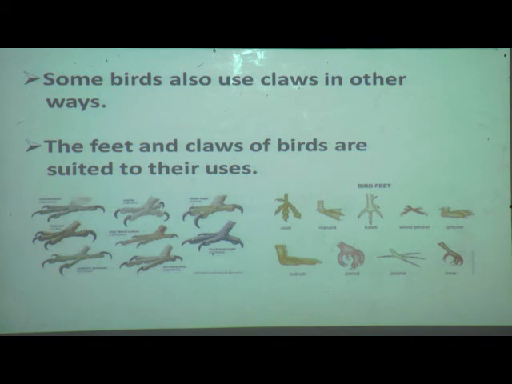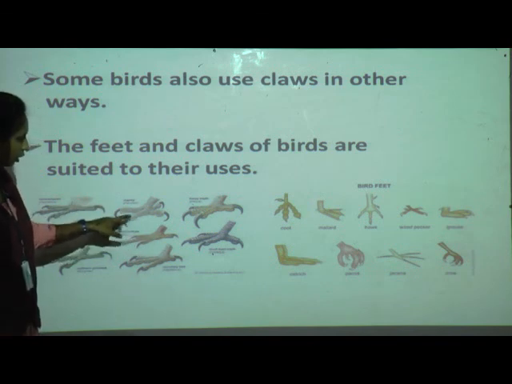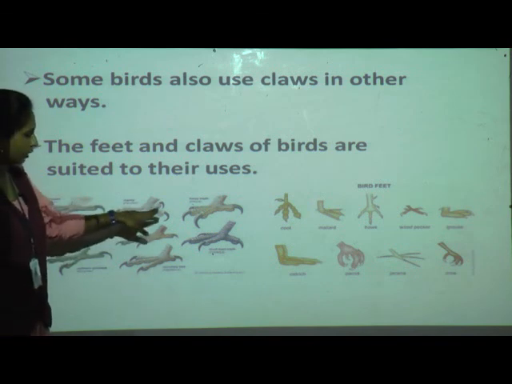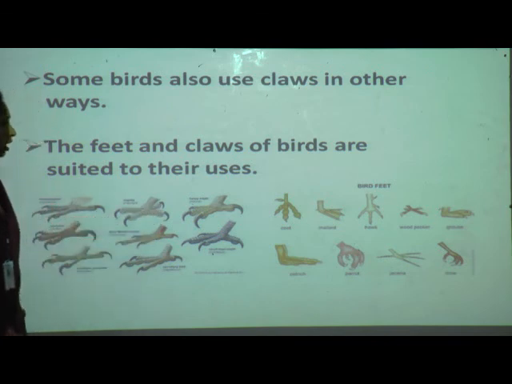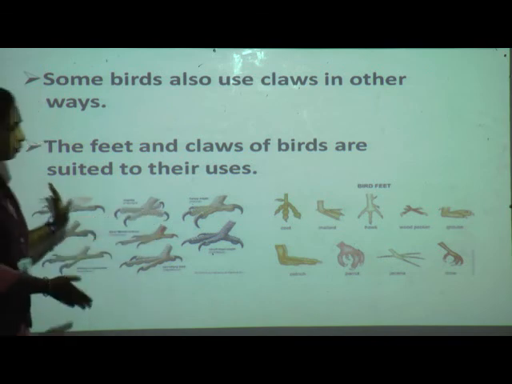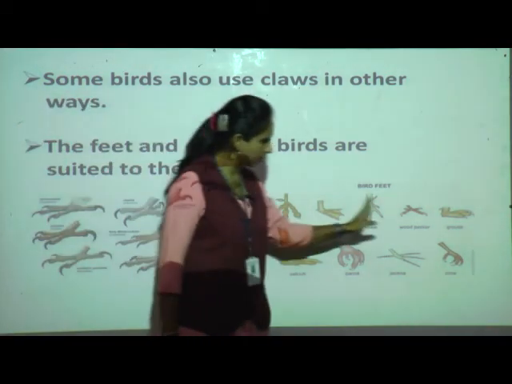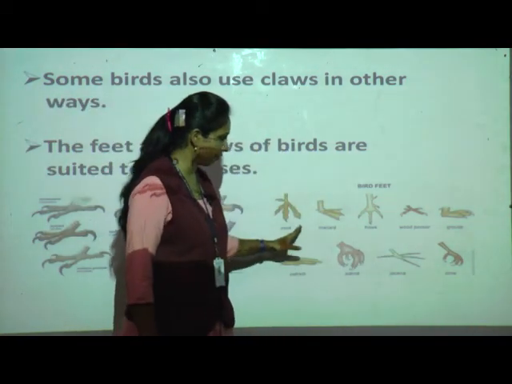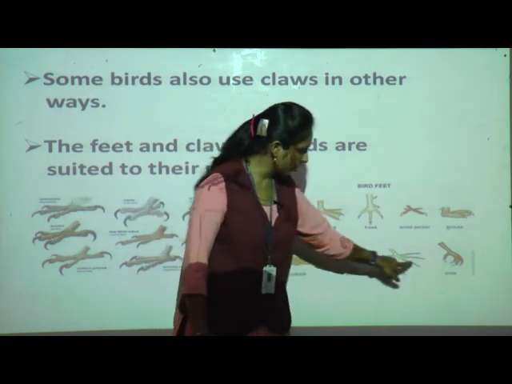The feet and claws of birds are suited to their body. See, I have given some birds' feet, and you can see the claws also. Different birds have different types of feet. Here you can see this bird has 3 toes in front and 1 at the back, and this bird has 2 toes in front and 2 at the back side. Okay. What I want to tell you here is that different types of birds have different types of feet and different types of claws.